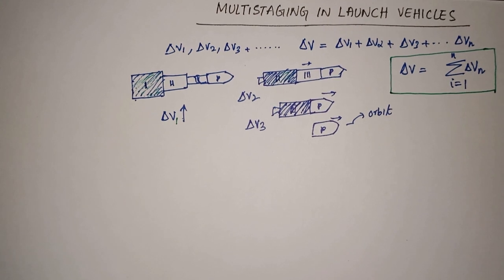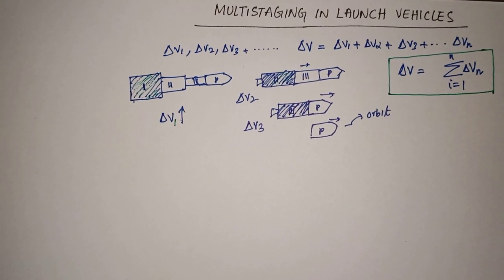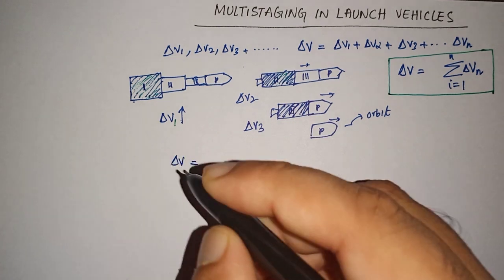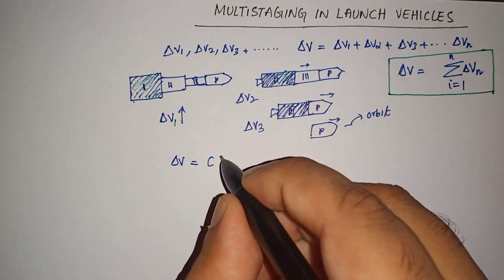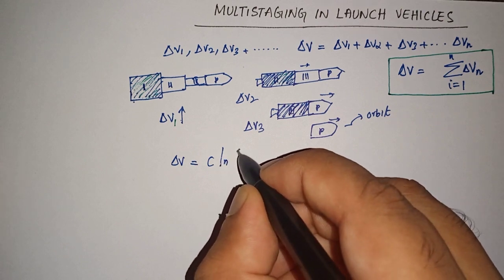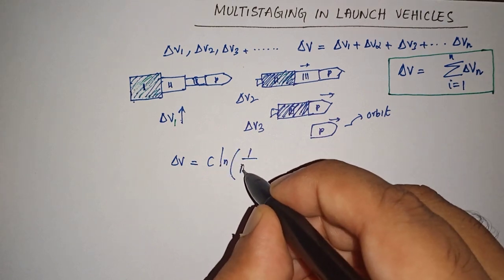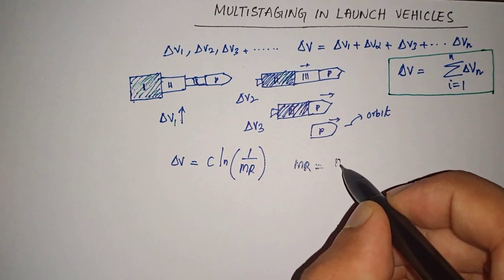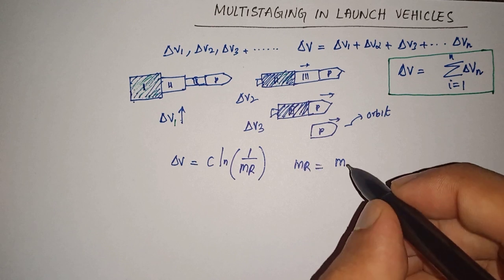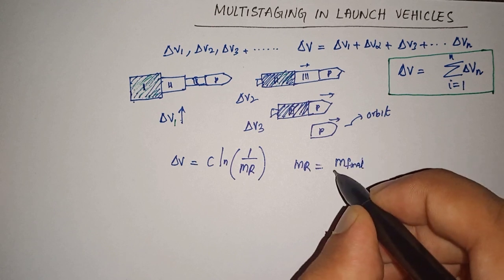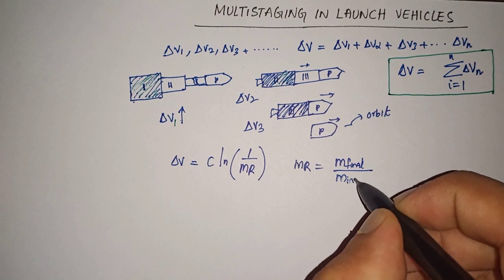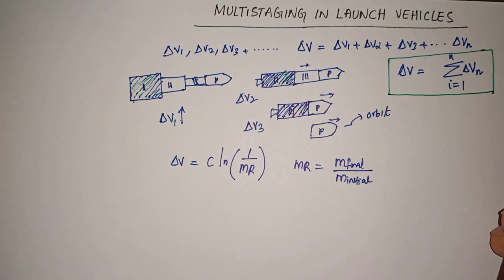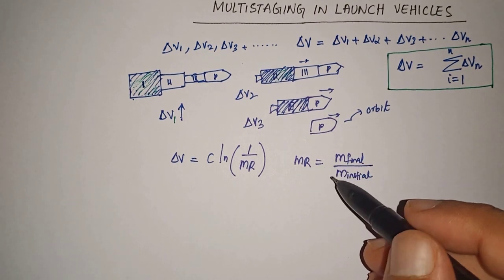The basic upside is explained by the Tsiolkovsky rocket equation, which we have already seen: delta V is equal to c, the effective exhaust gas velocity, times the natural log of 1 by the mass ratio. The mass ratio is nothing but the final mass of the stage divided by the initial mass, the initial mass and the final mass. If you rewrite this equation, it's very interesting actually.